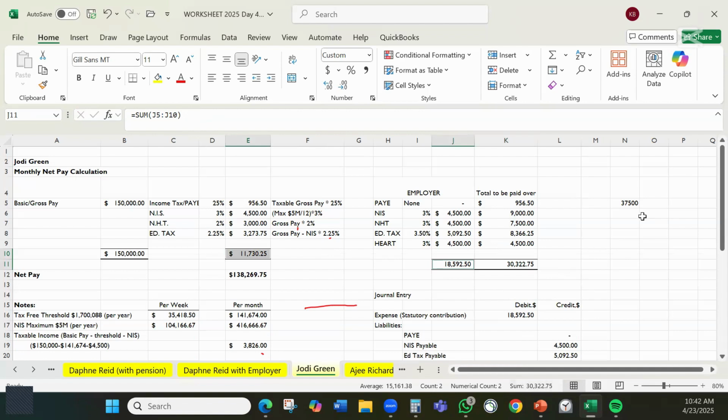So not everything transfers over, and the HEART is an addition on the employer's side. Employers do not pay PAYE. PAYE is just a tax on the employee. HEART is not paid by the employee. It's just a levy on the employer. It's a government-related thing, and that's all that is. Okay, thank you.